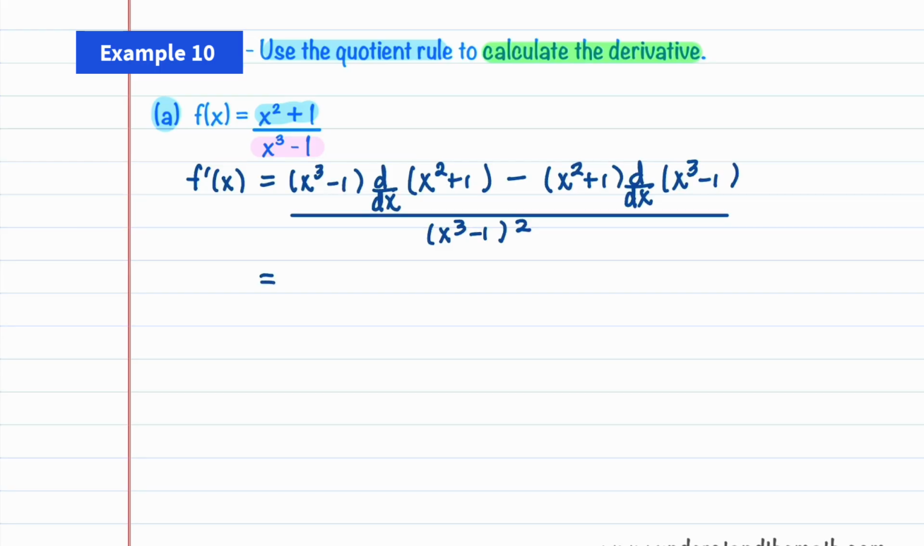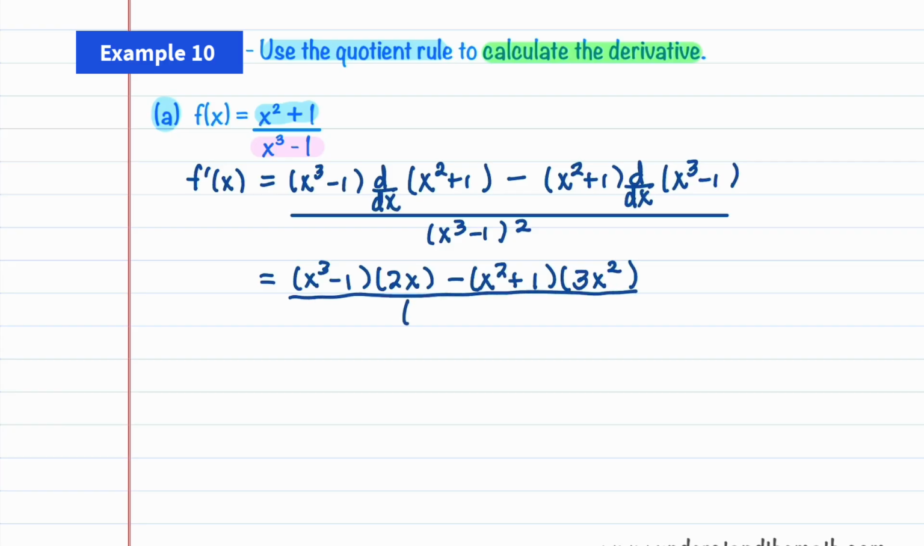Now we just have to do some derivatives. We have x cubed minus 1, and the derivative with respect to x of x squared plus 1 is just going to be 2x. And then we subtract x squared plus 1. And then the derivative of x cubed minus 1 is just 3x squared. And again, we have all of this divided by x cubed minus 1 quantity squared.